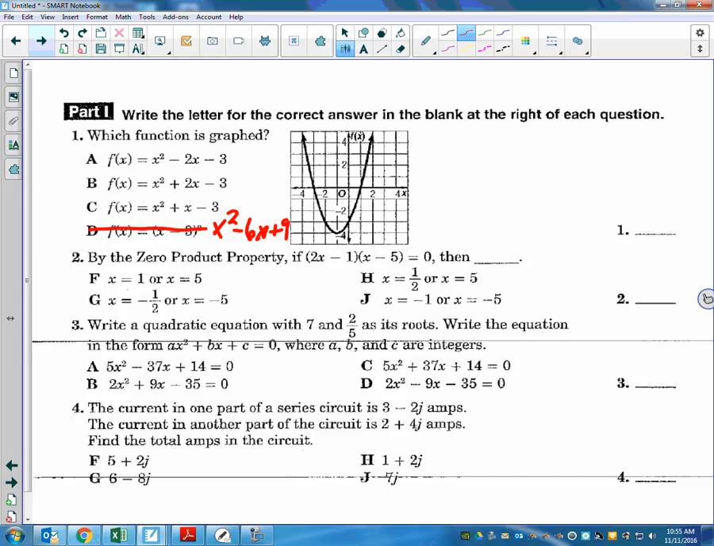You could do all the work to make the graph, or you could use the solutions to help you. The solutions are where it crosses the x-axis. So my solutions here are x equals 1 and x equals negative 3. That's what I get when I factor it. This is factorable if it crosses at nice points. So I would also cross out C as my answer right now, because can I multiply to get 3 and subtract to get 1 in the middle? Nope, so that's not it.